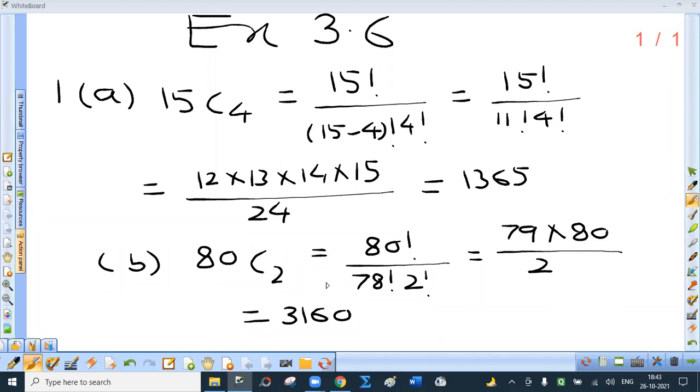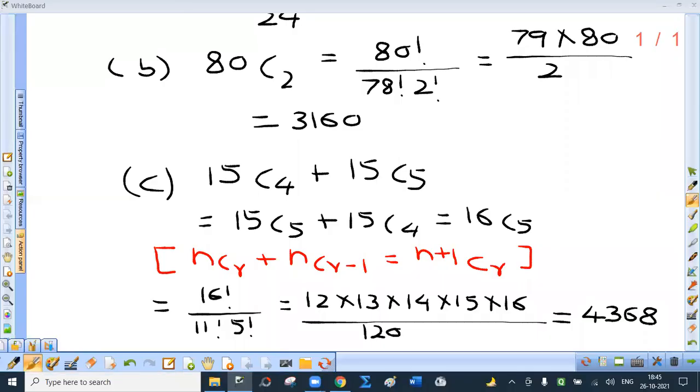80 factorial upon 80 minus 2, that is 78 factorial into 2 factorial. Factorial of greater is factorial of smaller into, go on adding 1 unless you get greater. So it is 79 into 80 upon 2. So it comes out to be 3160.